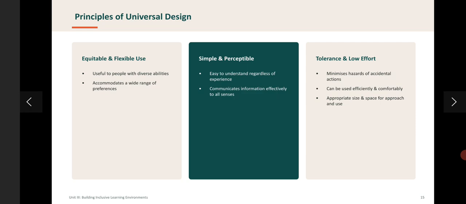So, what does universal design mean? There will be a definition, right? The Convention on the Rights of Persons with Disabilities, CRPD. That is the Convention on the Rights of Persons with Disabilities. The design of products and environments to be used by all people to the greatest extent possible without the need of adaptation or specialized design.